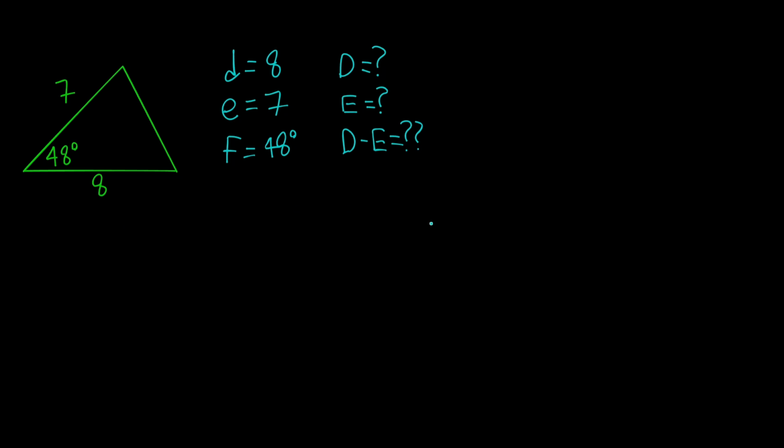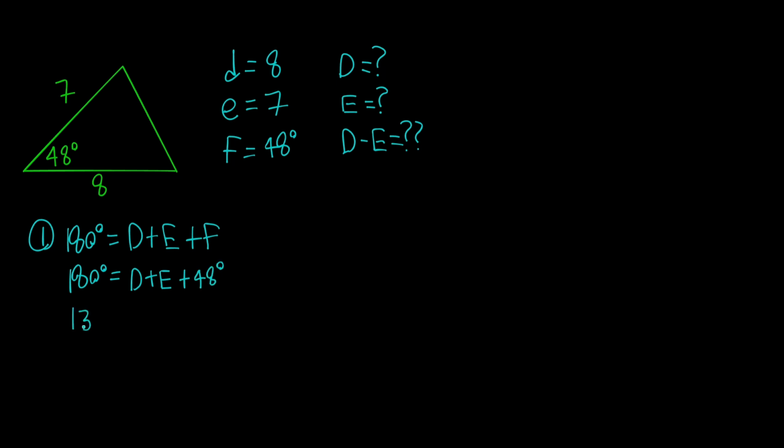So first off, we know that 180 degrees is equal to D plus E plus F. So this is going to give me 180 degrees is equal to D plus E plus 48 degrees, which gives me 132 degrees is equal to D plus E. Now, if what we want is (D plus E) divided by 2, we can divide both sides by 2 here. Now that gives me 66 degrees is equal to (D plus E) over 2.